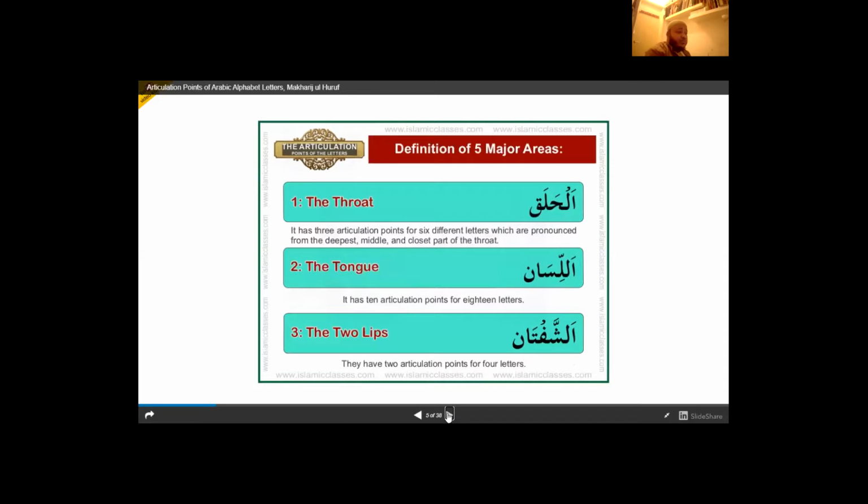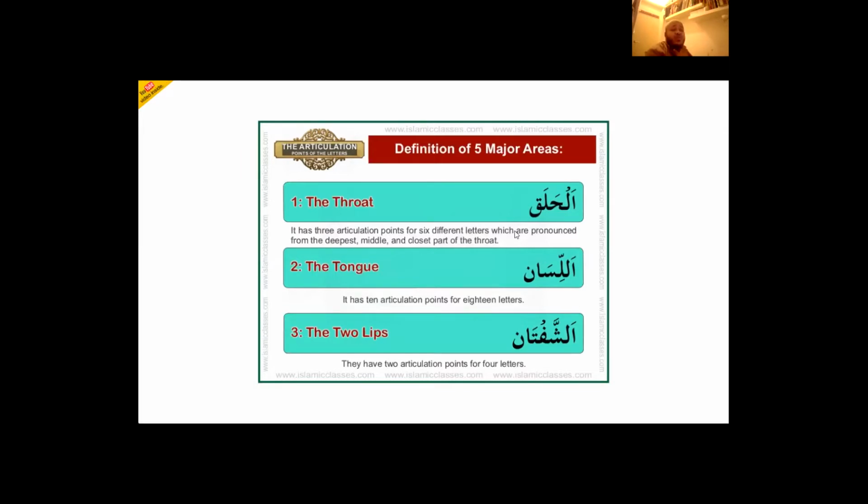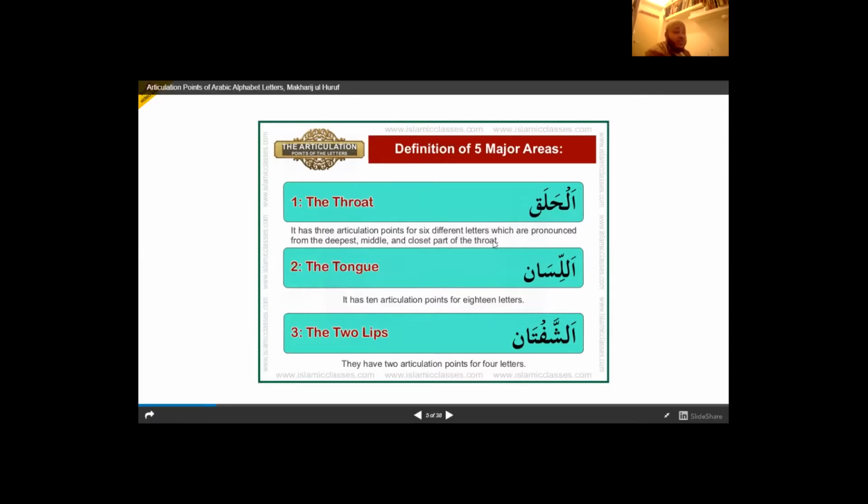Now, the throat, known as al-halaq, has 3 articulation points for 6 different letters. Okay? The halaq, where is it? The throat. There are 3 stages of the throat: the lower throat, the middle, and just on top. Inshallah, we'll go through all of them. From each of those stages, 2 letters are pronounced, so in total that's 6 letters, from the deepest, middle, and closest part of the throat.